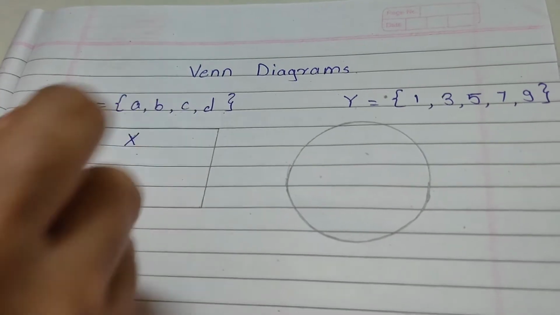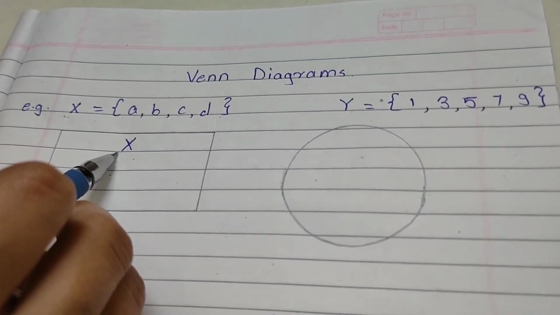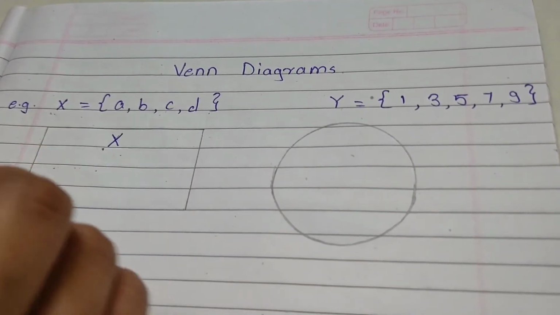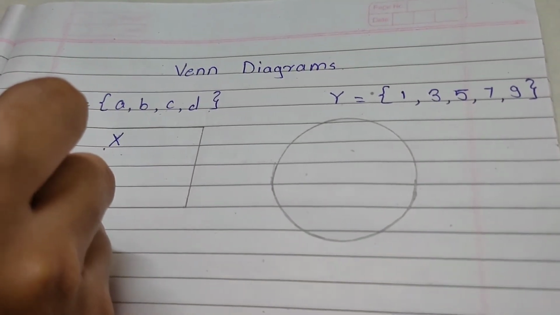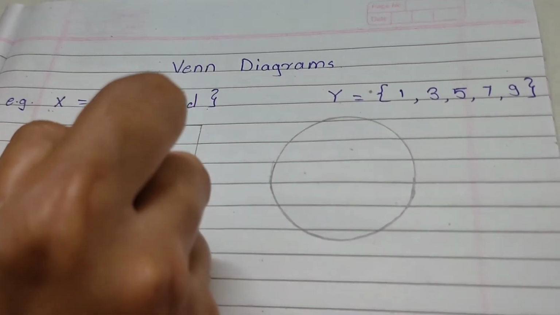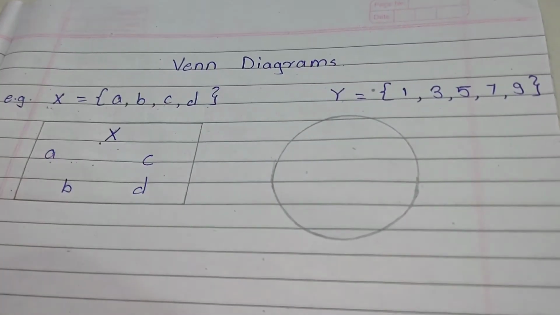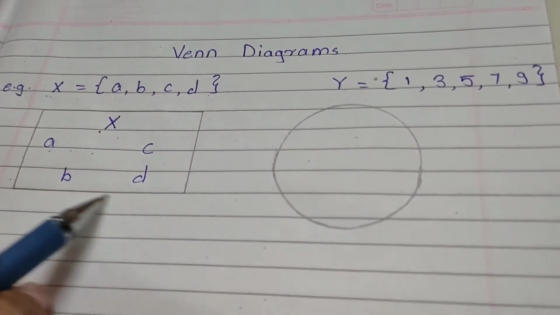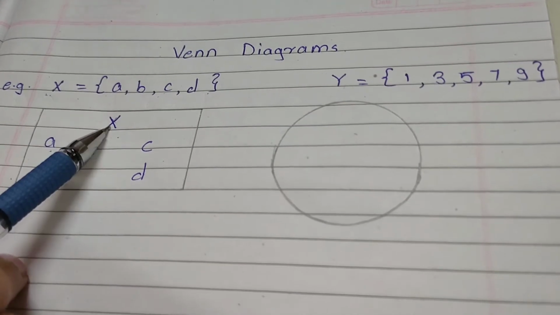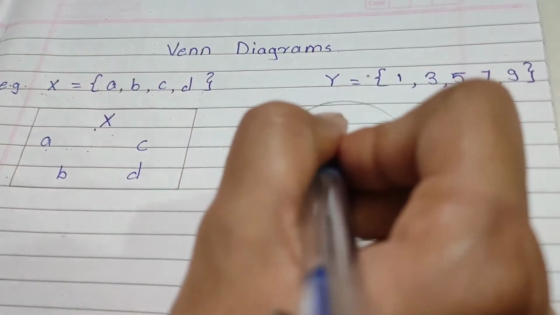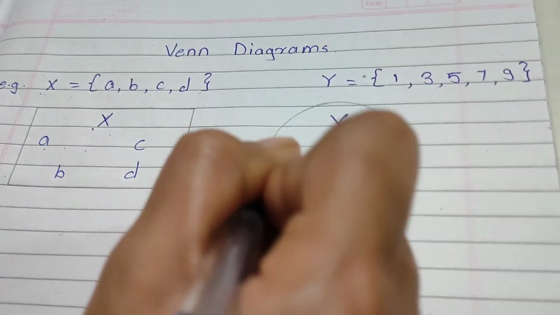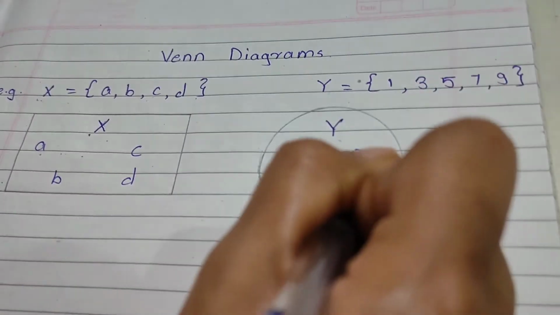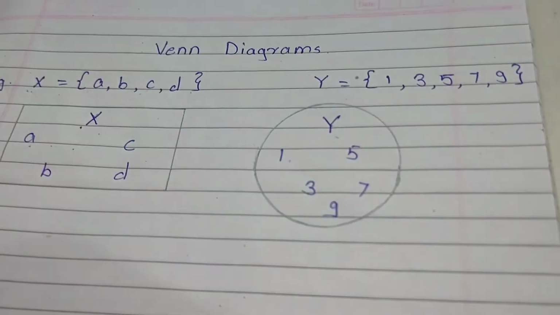First give the name to the rectangle, which set you are going to represent, that name you write inside. Then write down the elements which that set contains. So these elements I have written inside the rectangle. So this rectangle represents set X. Similarly, to represent set Y, I will give the name first and then the elements which it contains.